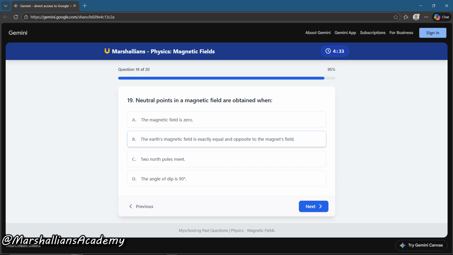I don't know if it makes sense to you. So if I have a magnetic field and the north pole of that magnetic field is coinciding with the south pole of the Earth's magnetic field, they will cancel out, and that object will no longer respond to that magnetic field. So that's a neutral point. Did you understand it? That's option B.